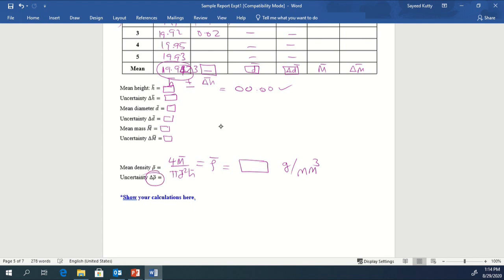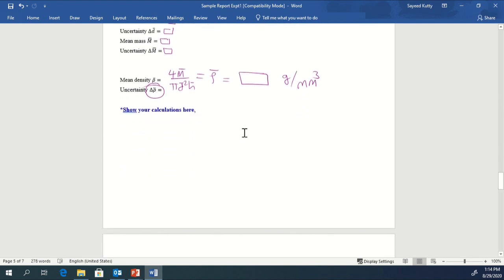But how will you find the delta rho? Yes, we already learned how to use the equation. Because we know that rho is 4m by pi d square h. Now let us use the equations that we learned. Here the 4 and pi are constant. So when we do the analysis for the uncertainty, these will be ignored because constants are not going to make any errors. So the final answer will be delta rho by rho equal to, 4 and pi you can ignore for the uncertainty calculation. So delta m by m, because the mass, plus d square.